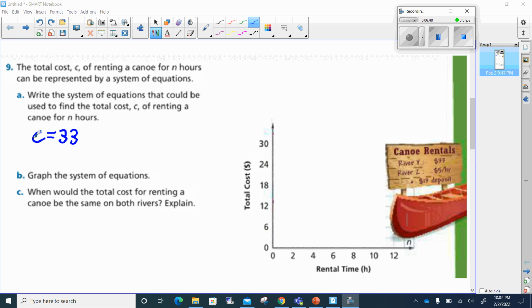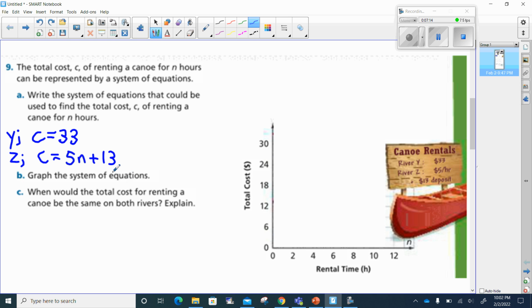So remember, this is going to be River Y. And River Z is the cost is going to be equal to $5 an hour. So 5 times the number of hours, and the N is hours, so N. And then remember, plus a $13 deposit, so it's plus 13.